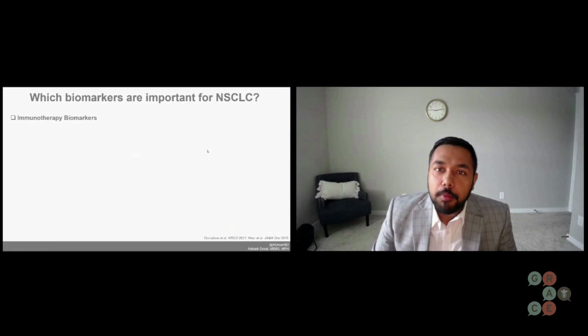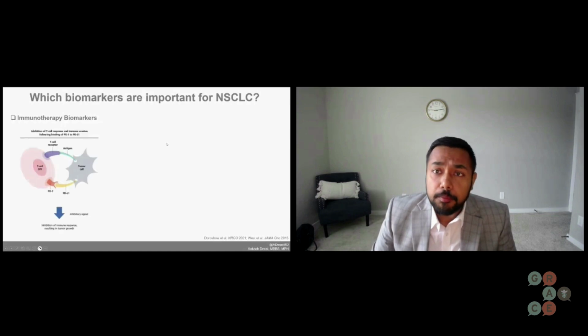When we talk about biomarkers for non-small cell lung cancer, I like to think of two key buckets of biomarkers which are important. One is essentially the immunotherapy biomarkers, which help us to select immunotherapies for our patients.